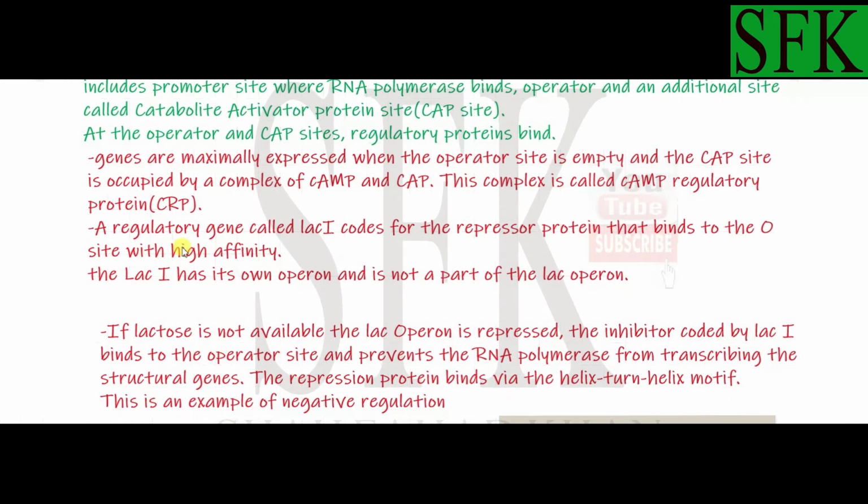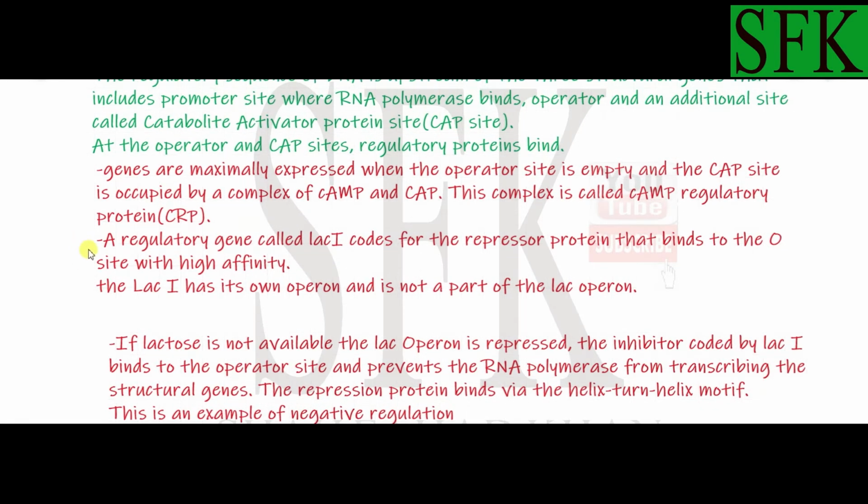Now, there is another regulatory gene which is not a part of the Lac operon. I repeat, this is not a part of the Lac operon. It has its own specific operon. This is a regulatory gene called Lac-I. Now, this Lac-I codes for a repressor protein that binds to the O site with very high affinity. So this is your regulatory protein, which is produced by Lac-I, which has its own specific operon.